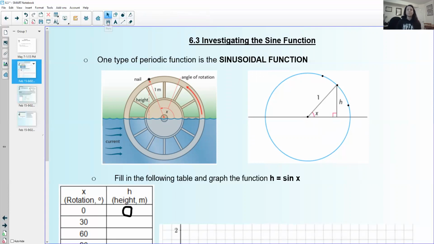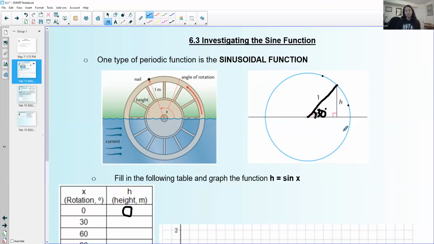Now I want you to picture 30 degrees. So let's pretend that this x is actually 30 degrees. We've got my nail right here on the wheel. I've connected a line from the center. You can think of it like a spoke of the wheel, or maybe you've attached a string, and it's got a length of 1. So my hypotenuse of this triangle is 1. My angle is 30. I need to figure out how high it is.